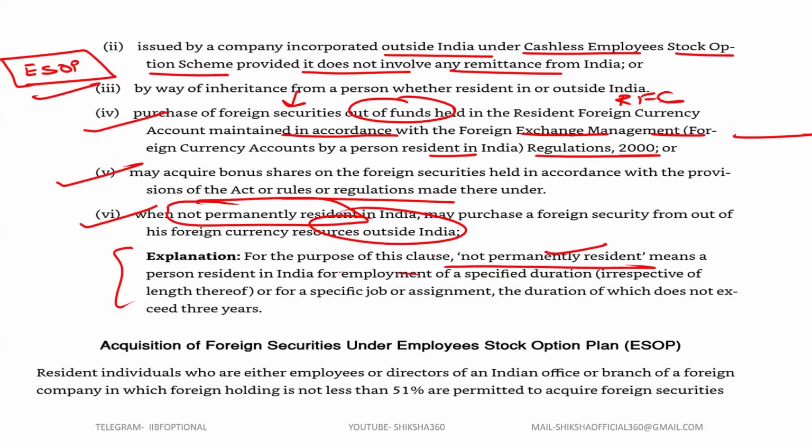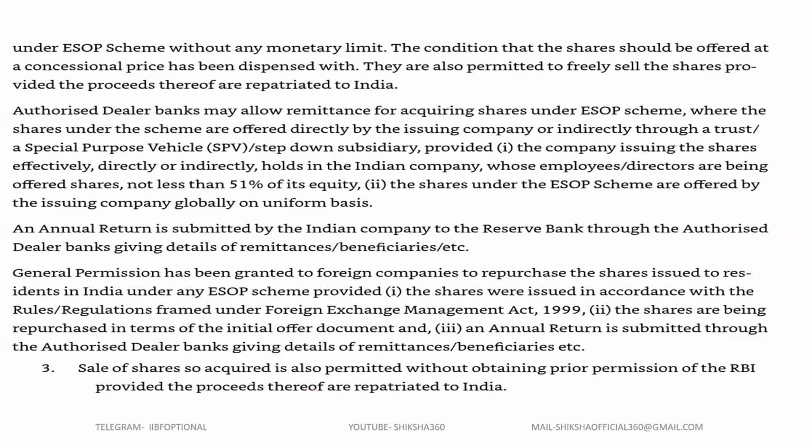Next one, that is acquisition of foreign securities under the employee stock option plan. Clear? Employee stock option plan or scheme, ESOP. So resident individuals who are either employees or directors of an Indian office or branch of a foreign company in which the foreign holding is not less than 51%. Clear? Any company in which the foreign holding is more than 51% is to be considered a foreign company. They are permitted to acquire the foreign securities under the ESOP scheme without any monetary limit.